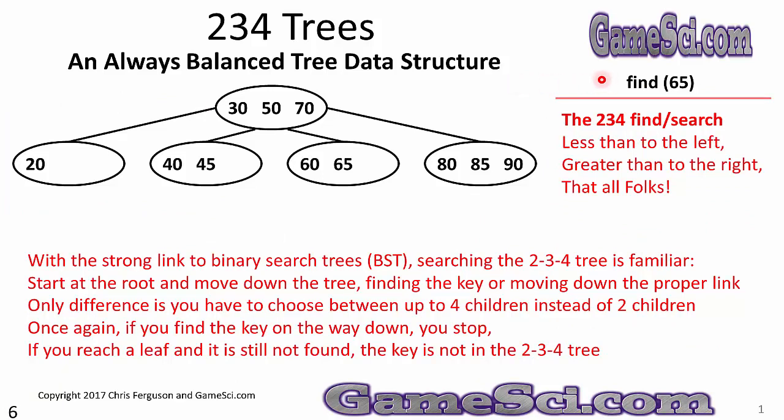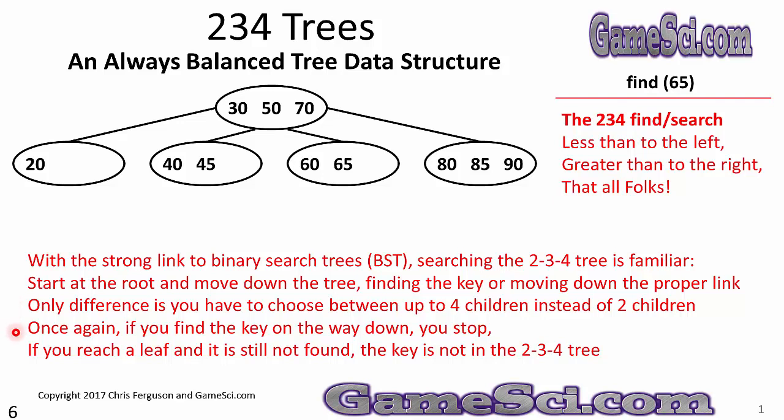Find 65. The 2, 3, 4 find or search algorithm. Less than to the left, greater than to the right. That's all, folks. With the strong link to binary search trees or BSTs, searching the 2, 3, 4 tree is familiar. Start at the root and move down the tree, finding the key or moving down the proper link.